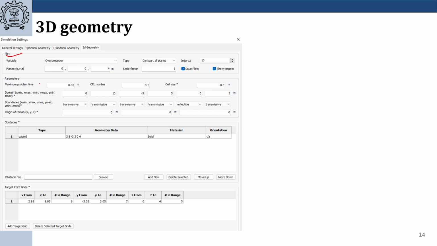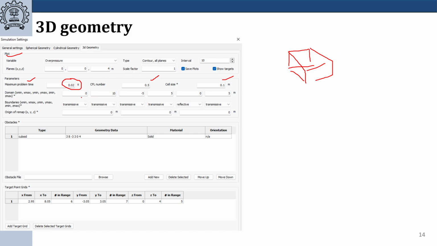The parameters here would be the maximum problem time. You should be careful with the problem time here, as we have previously discussed. The CFL number is the same, and cell size also. Now the domain size: whatever domain size we choose, the structure should be inside the domain, so you have to calculate those options and keep them. Roughly I am keeping a half meter or 1 meter offset from the structure. My structure is 5 meters by 6 meters by 4 meters, so I have used some offsets, and that is the domain size I am using.